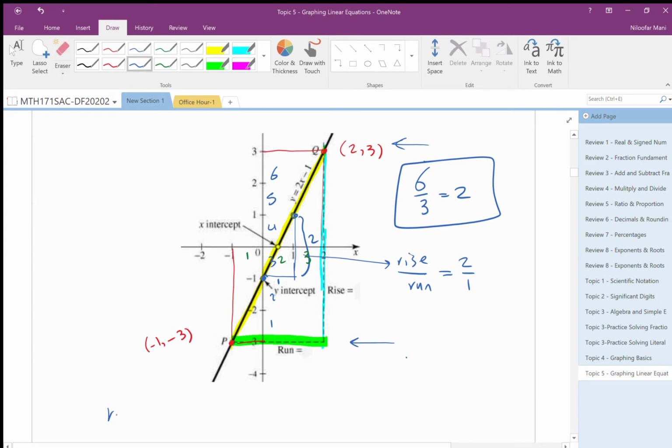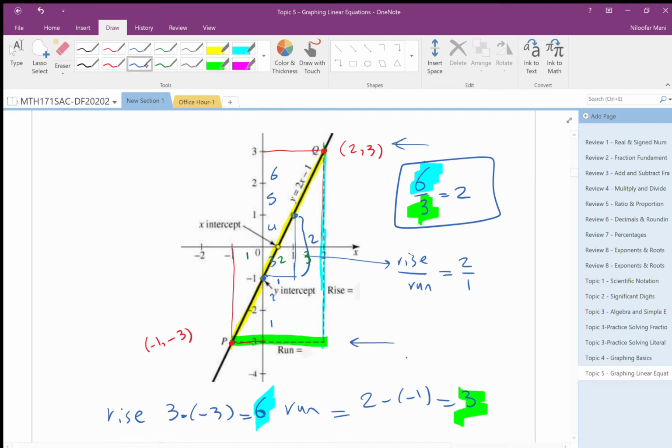rise is 3 minus minus 3? And how about run? Can I say run is 2 minus minus 1? Yes, so this one is 6 and this one is 3. You can see this is 6 and you can see this is 3.